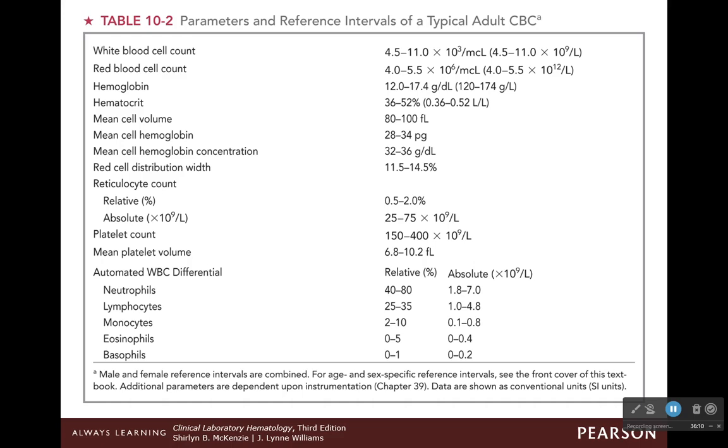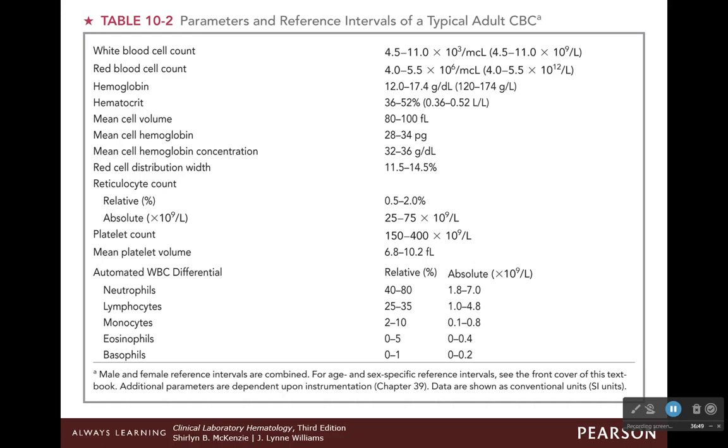MCH, we don't really look at MCH that much, but you do need to be familiar with it. This is basically the volume or the weight of hemoglobin inside a cell. Mean cell hemoglobin, so basically the average cell hemoglobin. Anytime you see mean, it's talking about the average, right? Y'all understand that, correct? So average cell weight is essentially what you could say. It's 28 to 34 picograms. PG stands for picogram.